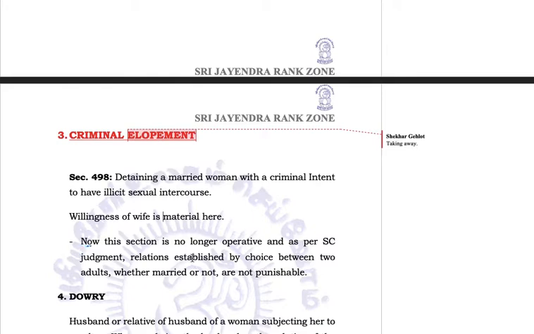at all. Okay, then there is no offense at all because the Supreme Court says relationships established by choice between two adults, whether they are married or not, are not punishable at all. Whether they are married, that means whether they are married to each other or not, or married to their respective spouses and then establishing those relations, then also it is not a punishable act anymore.